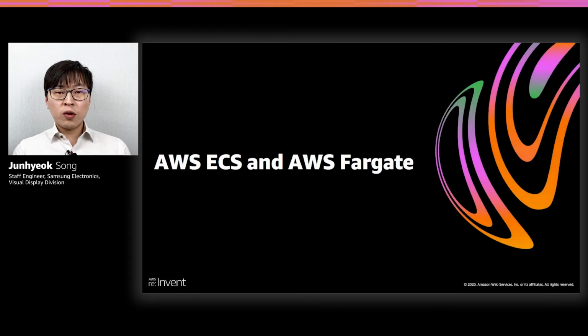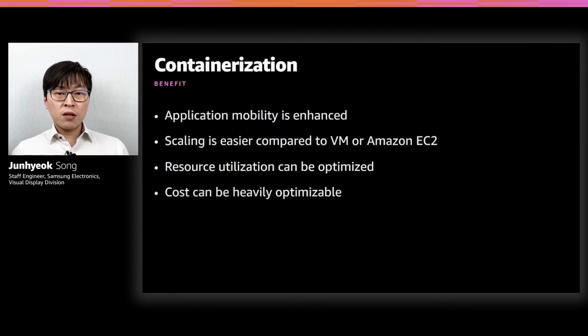Next, we will look at why ECS and Fargate were adopted and how we came to this conclusion. All things running the application, such as application runtime, library, configurations, and tools were saved into one container image. Because of this characteristic, scaling is easier compared to virtual machine or EC2. And resource utilization can be optimized by CPU and memory reservations. So the cost can be heavily optimized.